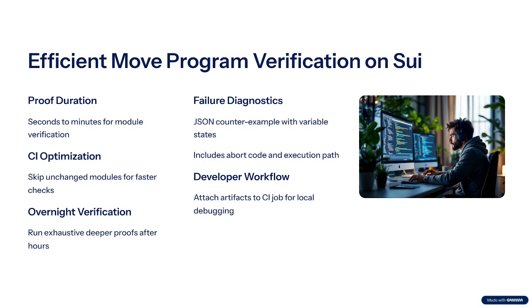Proofs can take seconds to minutes. In CI, you can skip unchanged modules for speed and run a deeper, more exhaustive pass overnight. When a proof fails, the solver dumps a JSON counterexample: exact variable values, abort code, and path. Attach that artifact to the failed job so developers can reproduce locally.